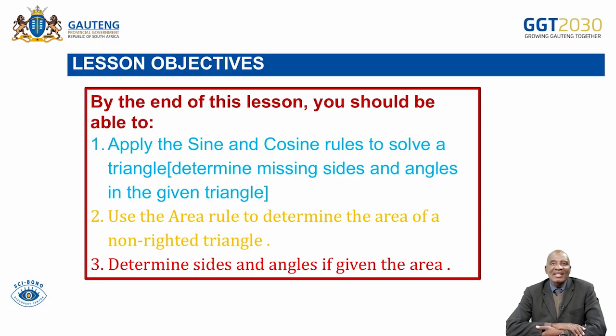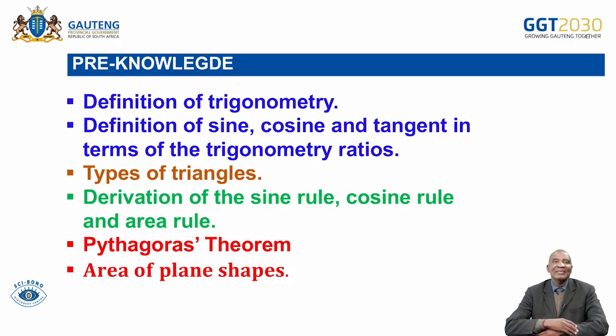By the end of this lesson, you should be able to apply the sine and cosine rules to solve a triangle. That means to determine missing sides and angles in the given triangle. 2, you should also be able to use the area rule to determine the area of a non-right-angled triangle. 3, you should be able to determine sides and angles if the area is given.